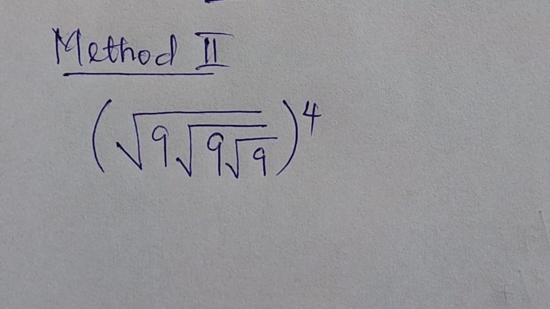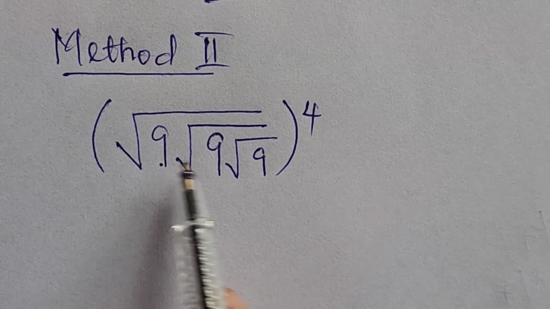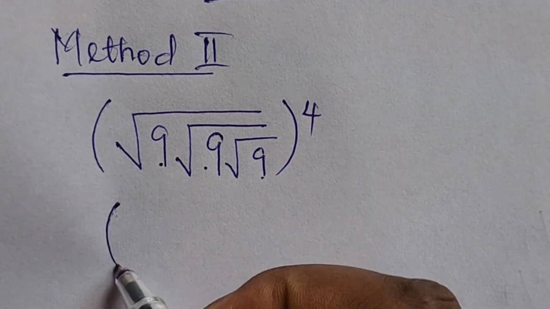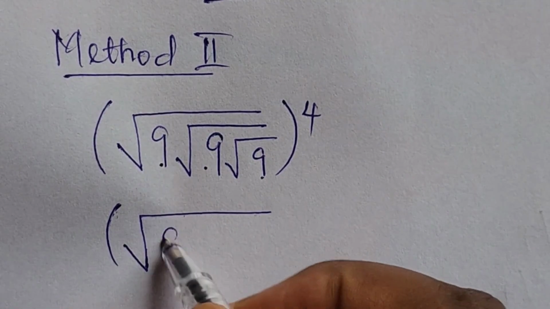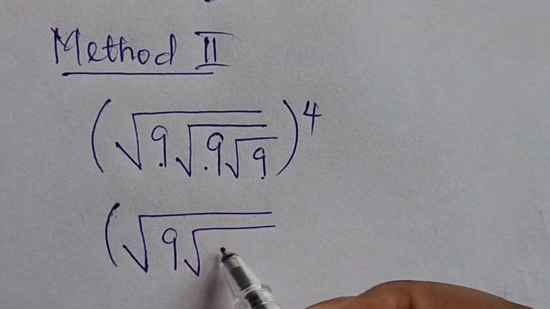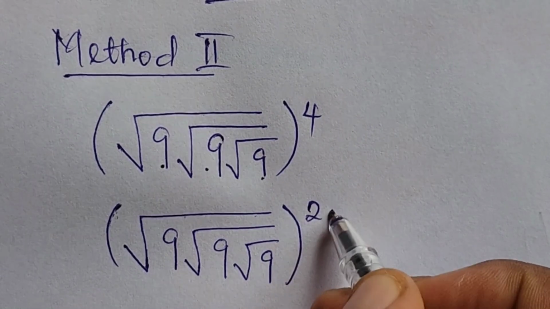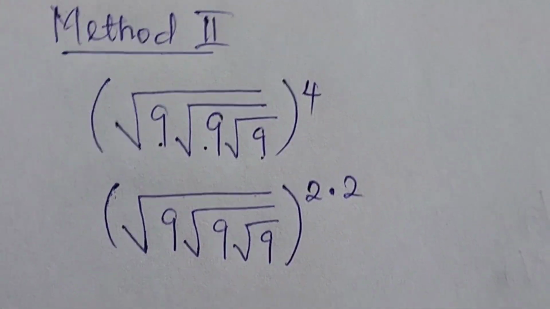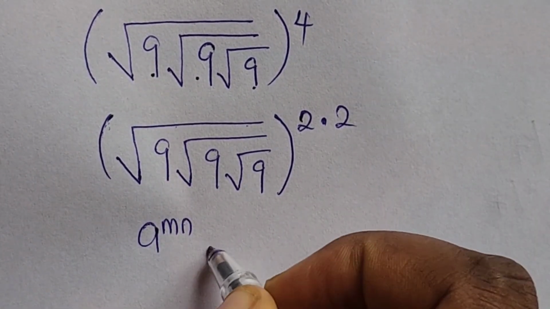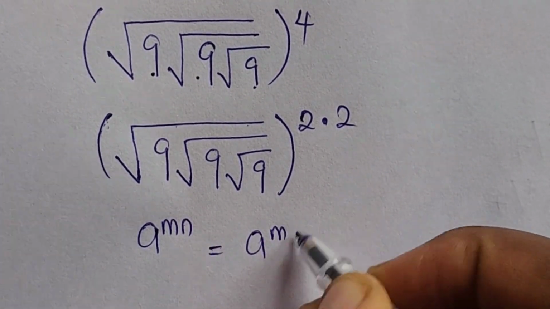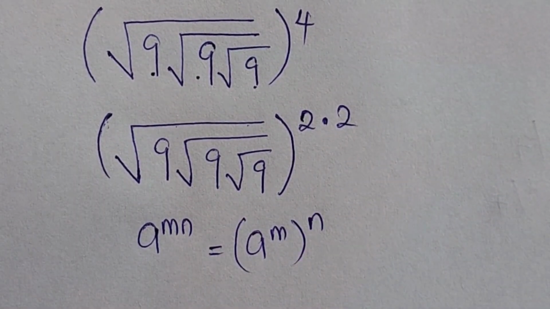So let's take a shorter method. We have the square root of 9 root 9 root 9. Our 4 here, we can split it to 2 times 2. Well, we have a to the power of m times n. This is the same as a to the power of m further raised to the power of n.